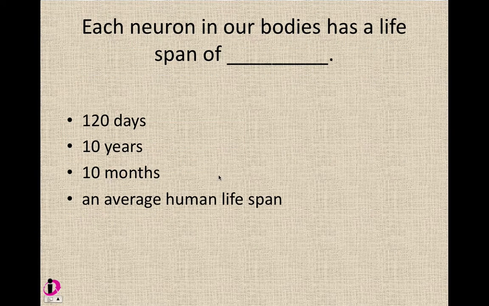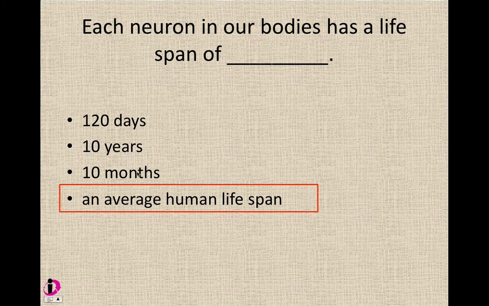Each neuron in our bodies has a lifespan of, well, an average human lifespan. You don't have these lifespans like you do in other cells.